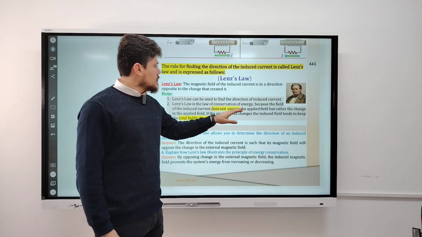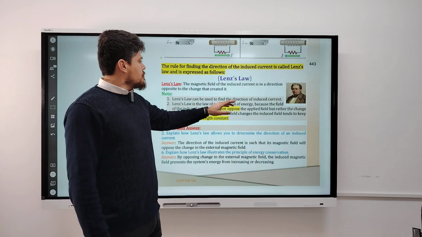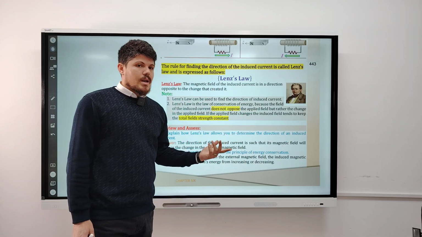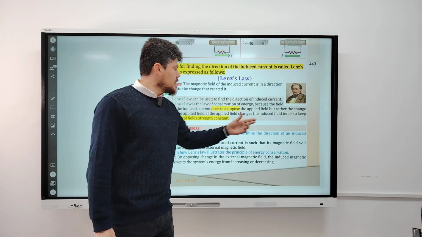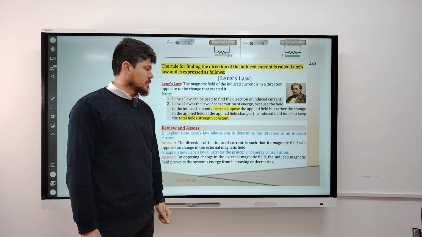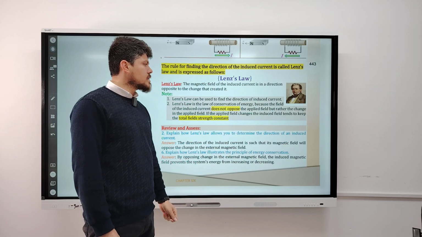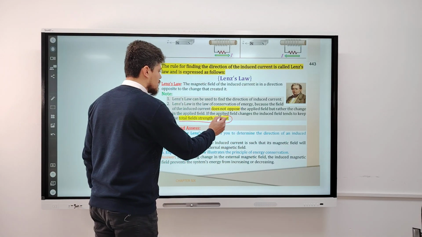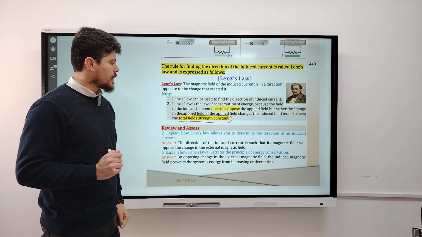Because the field of the induced current does not oppose the applied field, but rather the change in the applied field. So if the applied field changes, the induced field tends to keep what? The total field strength constant.